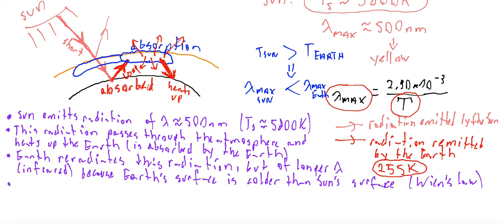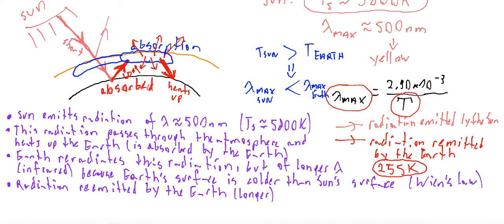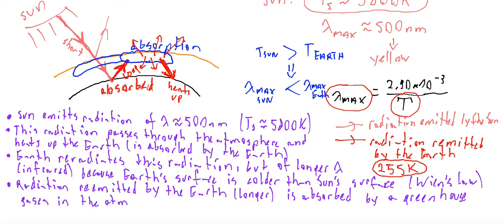Next, radiation re-emitted by the Earth. Emitted by the Earth. This longer one, yes, longer, in the case of wavelength, this radiation is absorbed by greenhouse gases in the atmosphere. Okay, about absorption, a little bit more details on the next slide.